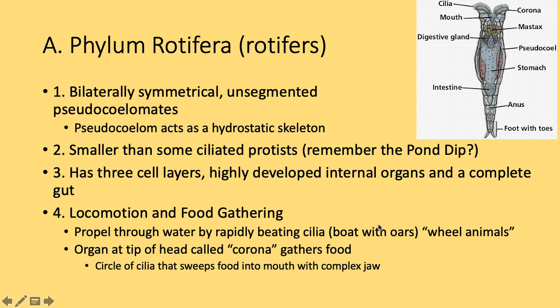The organ at the tip called the corona also helps to gather food, and it sweeps that food into the mouth. It does have a complex jaw built down here, in this mastax area. Most rotifers are freshwater, and their lifespan is between 1 to 2 weeks.